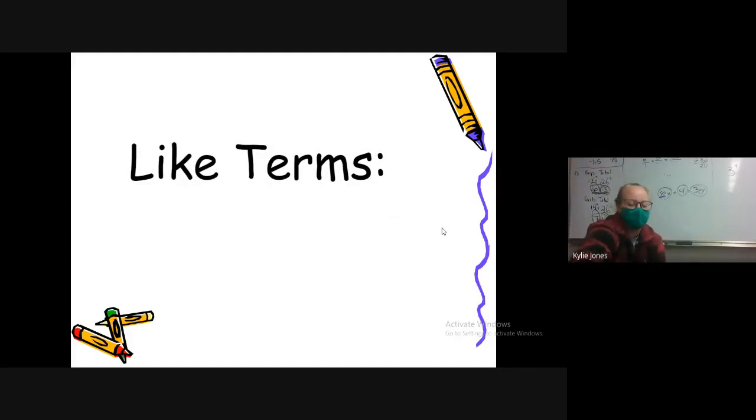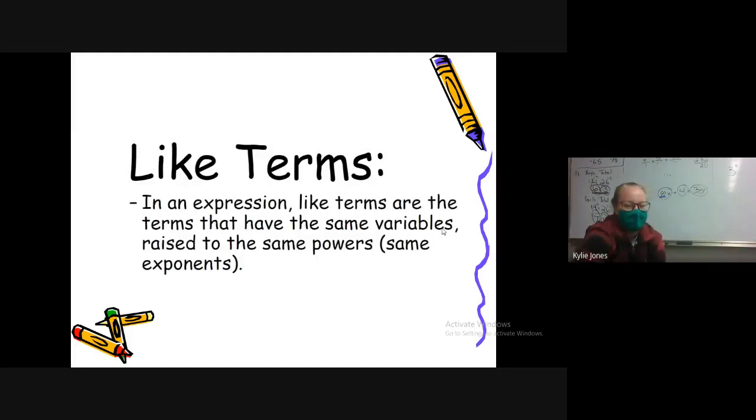Now let's talk about like terms. Terms that are the same. In an expression, like terms are terms that have the same exact variable raised to the same exact power or exponent. So these actually don't have any like terms because your variables are not the same. X and Y are not the same letter. You can't combine these variables. If we have something like 2x plus 3x, you have the same variable and they're raised to the same power. They don't have an exponent, so they're the same.